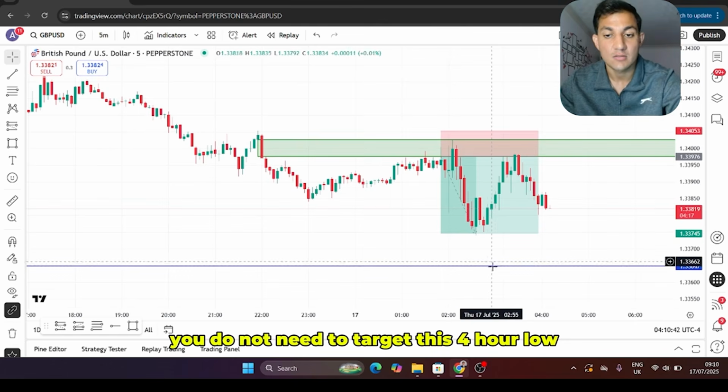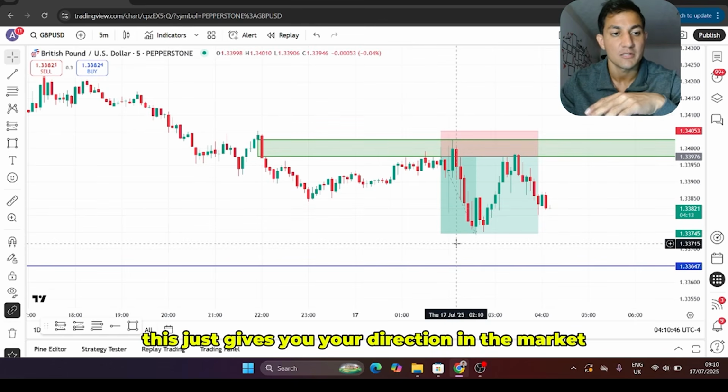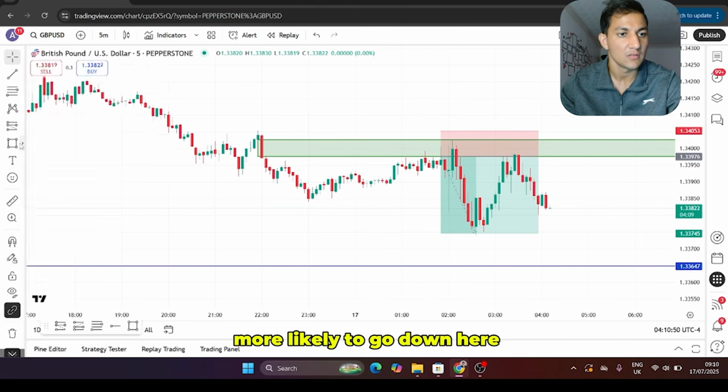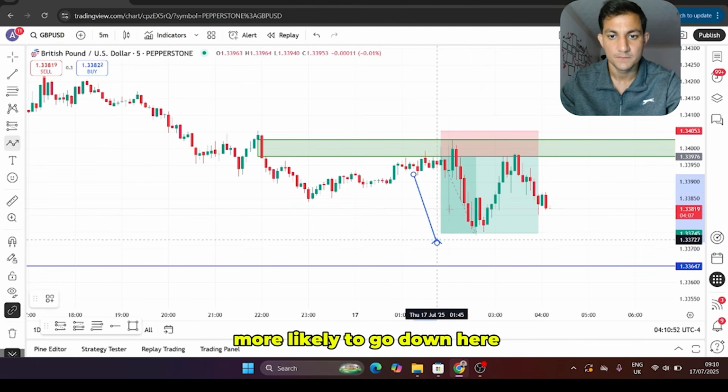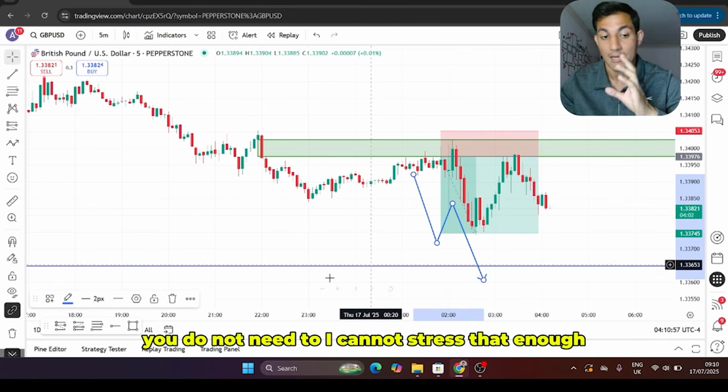You do not need to target this 4-hour low, right? You do not need to target. This just gives you your direction in the market, right? This just tells you that price is more likely, where is the path tool? More likely to go down here, right? We do not need to target. You do not need to, I cannot stress that enough.